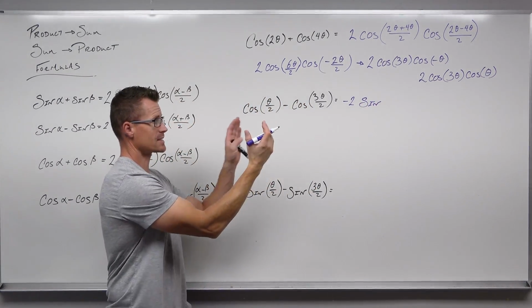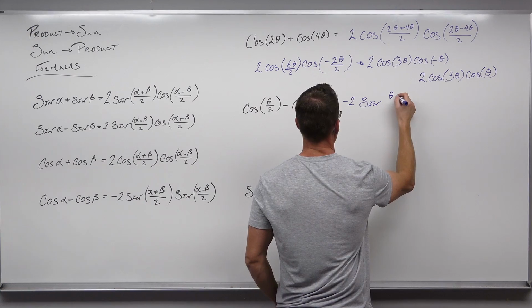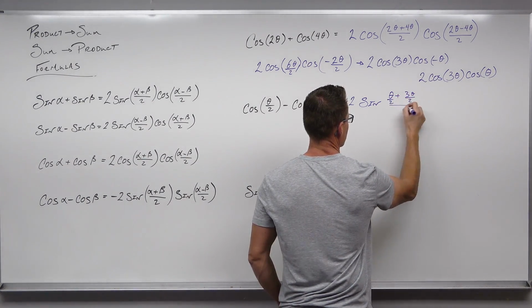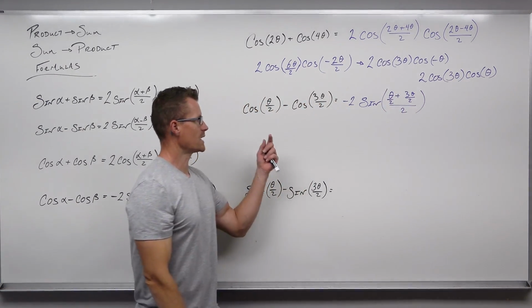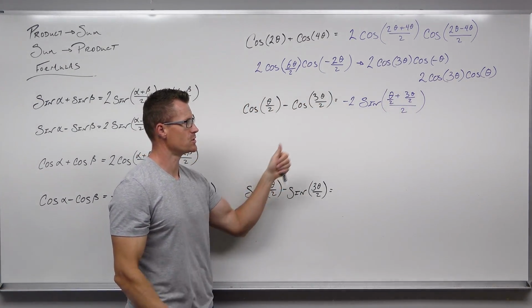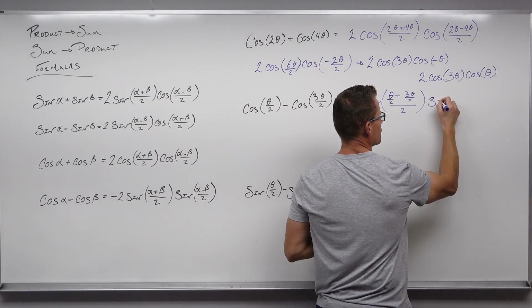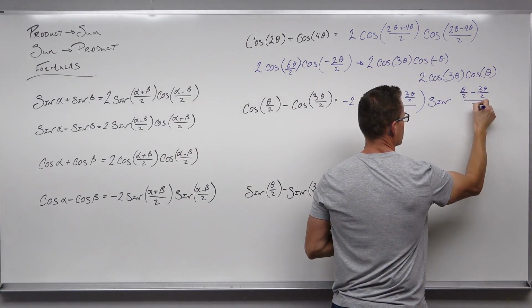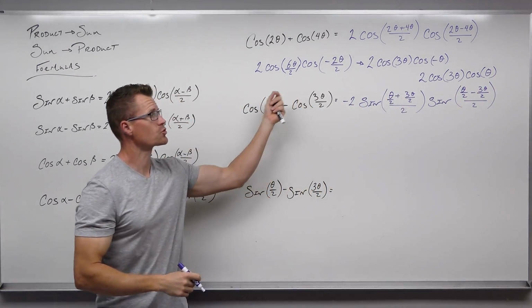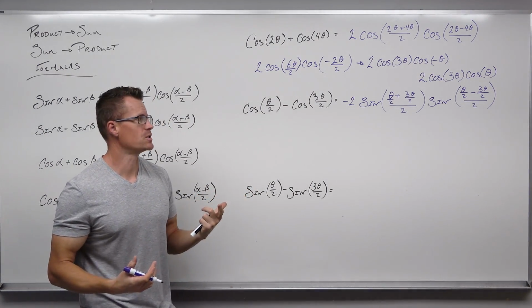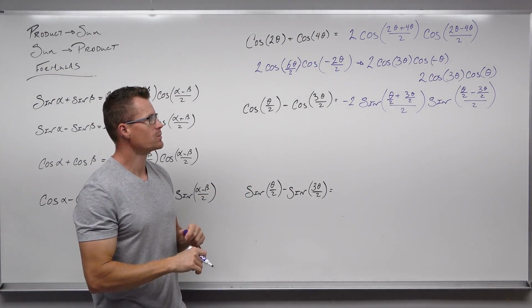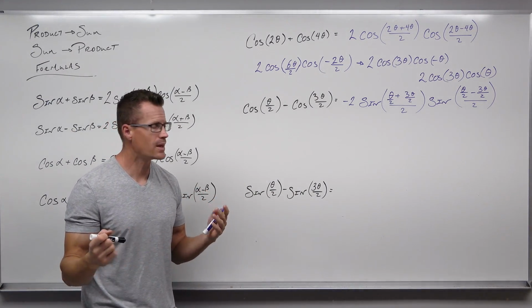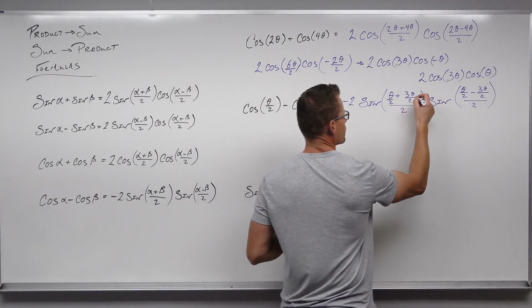Negative 2, sine, let's add them all over 2, so negative 2 sine, add your angles, got it, over 2. And then sine, subtract your angles over 2. We have a bit of simplification to do here. One thing you could do, you could multiply both your numerator and denominator all by 2 and distribute and kill off your fraction right now. If you want to do that, that's totally fine.